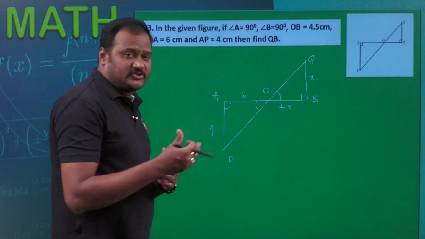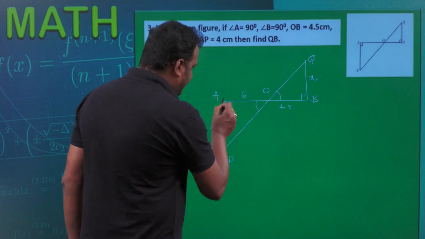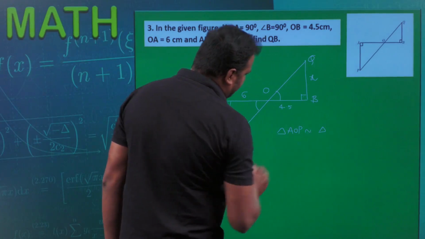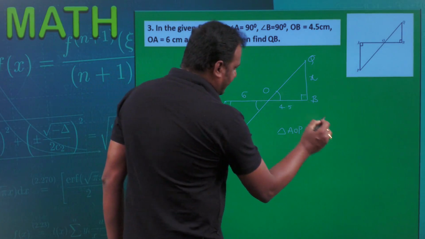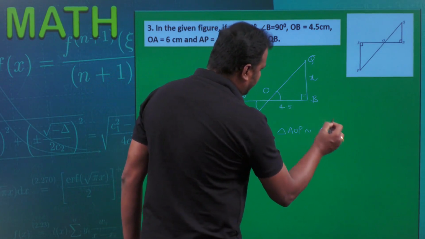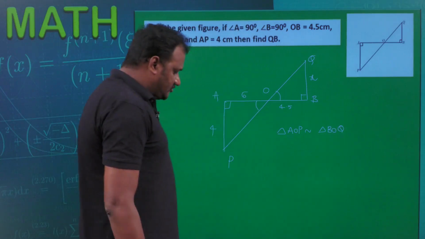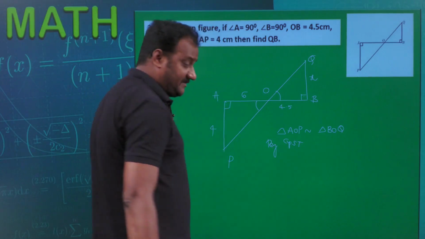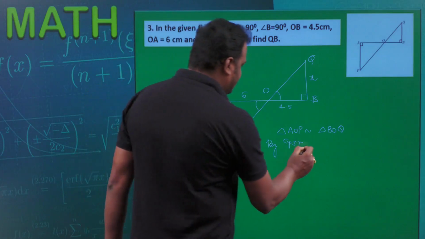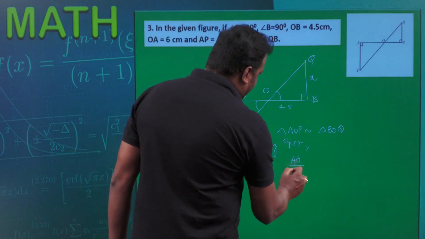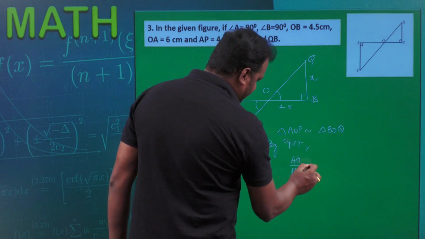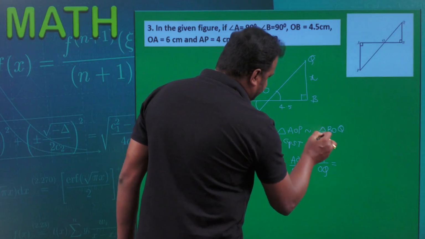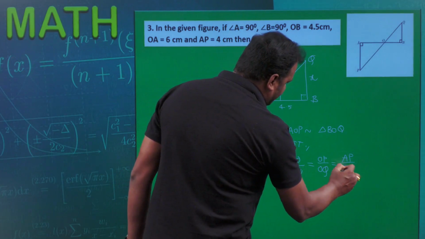So in which order are those two triangles similar? I go by AOP, so triangle AOP is similar to triangle BOQ. Angle A is 90, in this triangle angle B is 90, O is equal to O and the other angle is going to be Q. Since these two triangles are similar, by CPCT, corresponding parts of similar triangles, we can say that AO by BO, first side by first side, equals second side by second side, that is OP by OQ, equals third side by third side, that is AP by BQ.